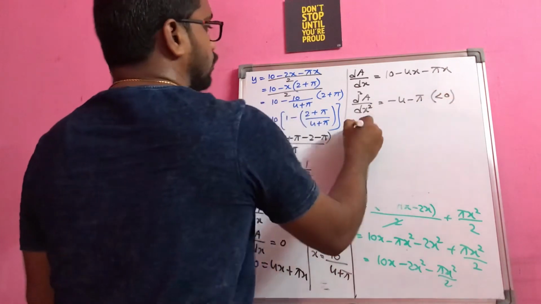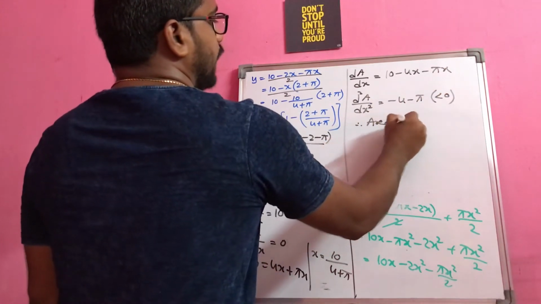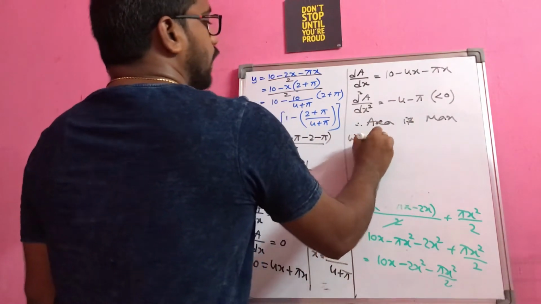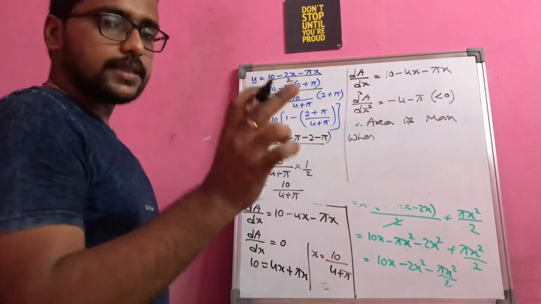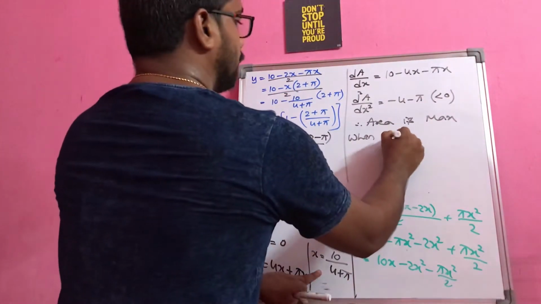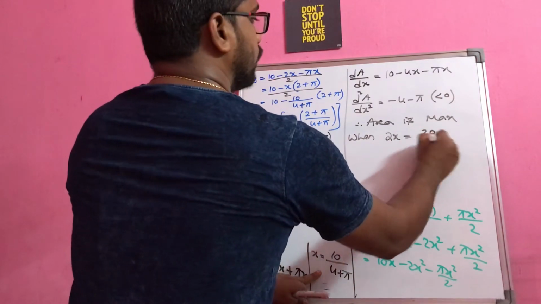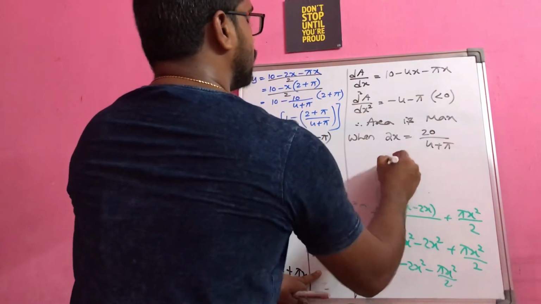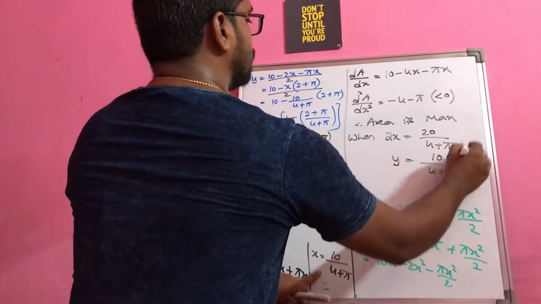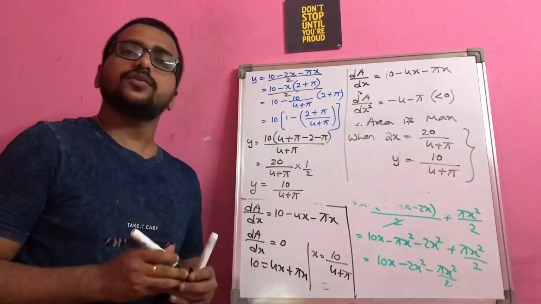is less than 0. Therefore area is maximum when, see, our dimensions of the window are 2x and the length and breadth is y. So 2x value will become 20 divided by 4 plus pi, which is one dimension, and another dimension is y, which is equal to 10 divided by 4 plus pi. These are the dimensions of the window.